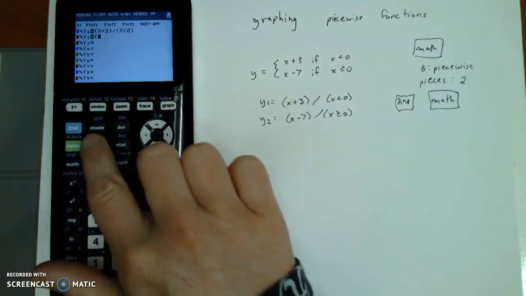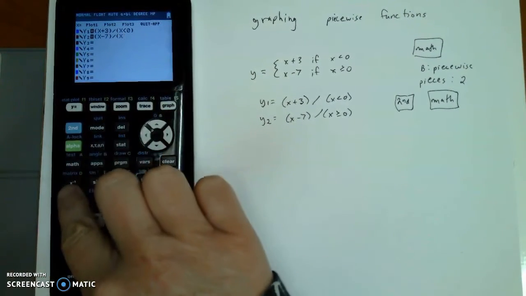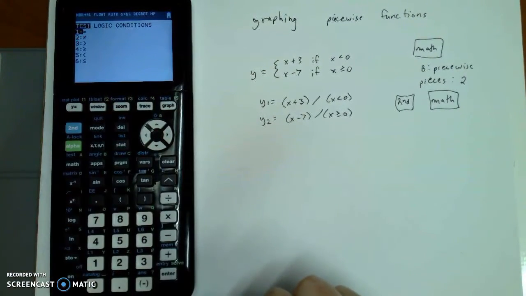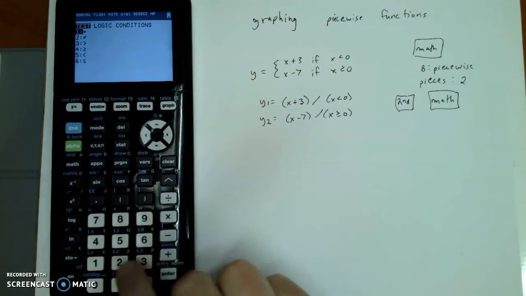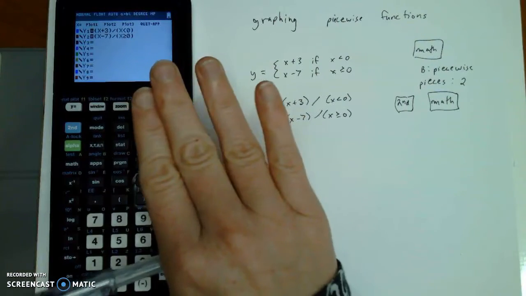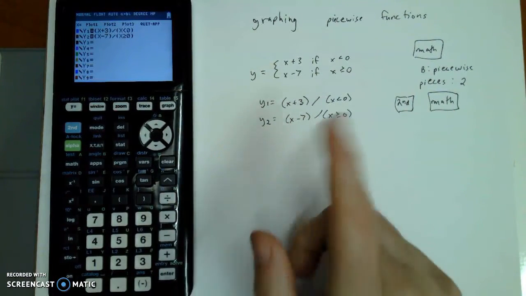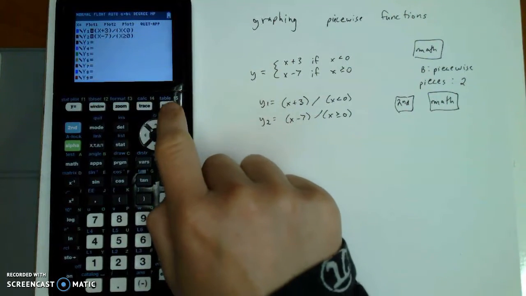And then the second one, I've got x subtract 7 in parentheses, divided by x, go back to my second test menu, greater than or equal to, which is option 4, 0. So again, it is a little bit more of a pain, and you do need those parentheses. If you do not put those parentheses in, it is not going to graph this correctly. And then let's go ahead and hit graph.